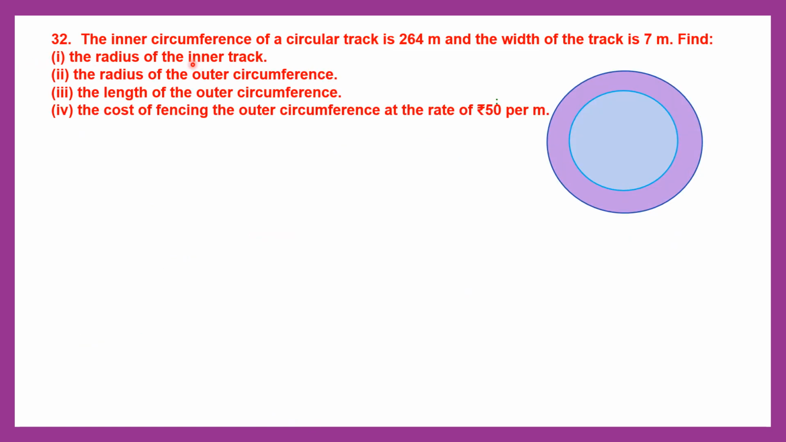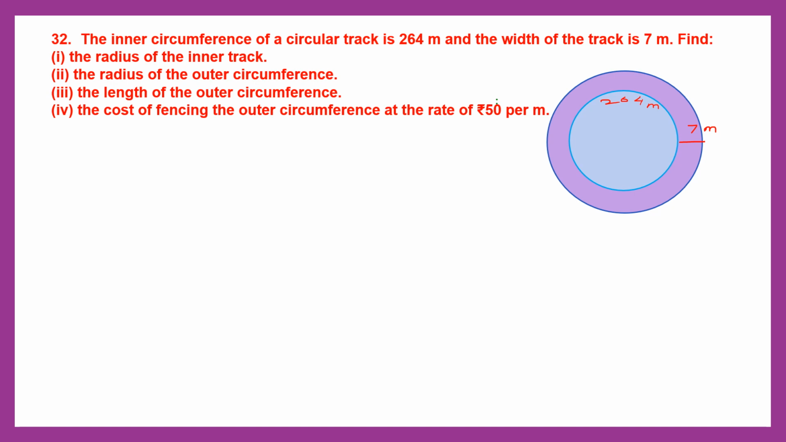Question 32. The inner circumference of a circular track is 264 meters and the width of the track is 7 meters. We have to find all these things. So what are we given? The inner circumference and the width. So the width here given to us is 7 meters. And the inner circumference is given to us. So this is 264 meters. The inner circumference.